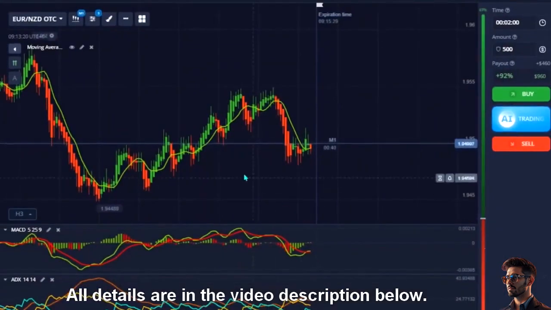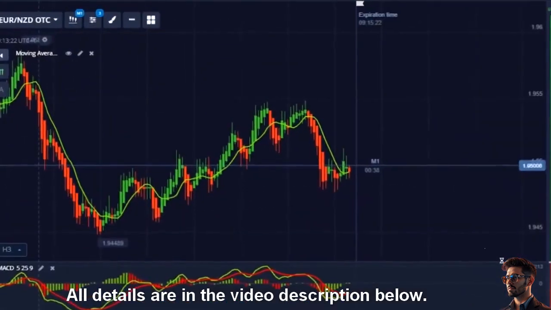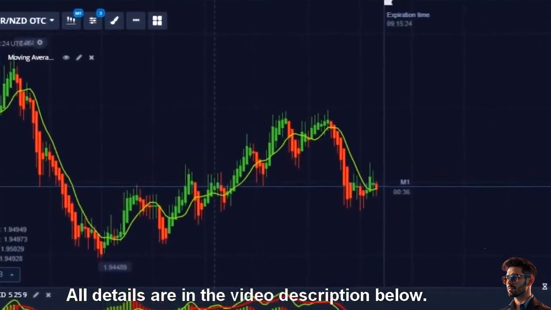So my last indicator is ADX. It's actually a default setting. You don't need to do anything right here. Alright, so that's pretty much it.